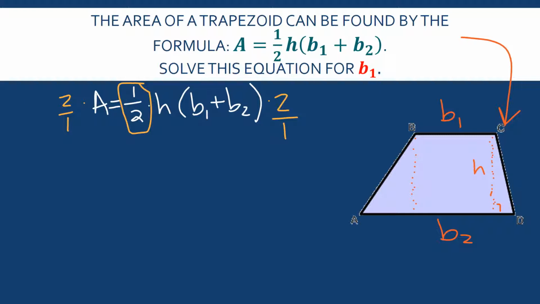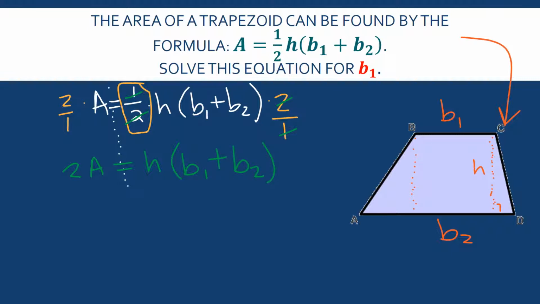Remember, reciprocal is when you flip your fraction and you multiply both sides of your equation by that. So let me draw my equation line through this so you can see. We're doing that because if you notice, 1 times 2 is 2, and 2 times 1 is 2, and 2 divided by 2 is 1. So those cancel each other out. When we do that, we are left with 2A over 1, or 2A. And then on this side, we have h times b1 plus b2.